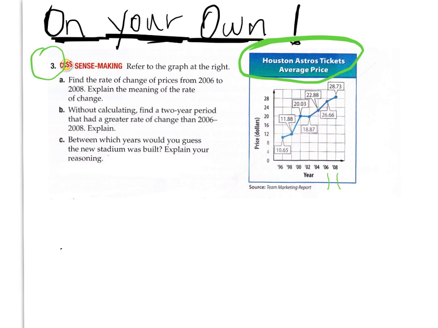Okay, so I want you to do that, and then look at B, without calculating. In other words, just look at the graph. Find a 2-year period that had a greater rate of change than the 2006 through 2008 change. Give an explanation why you think it's greater. And then look at C. Between which years would you guess that the new stadium was built? And explain your reasoning. So go ahead, do problem number 3. Bring it into class, and we'll talk about it in class.